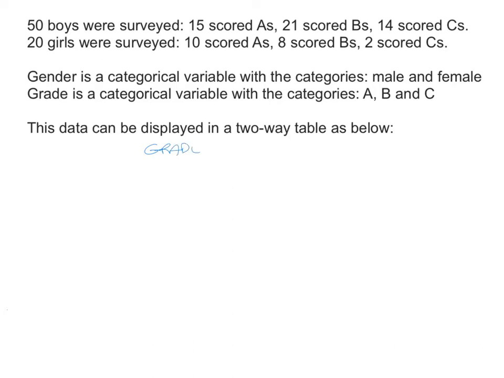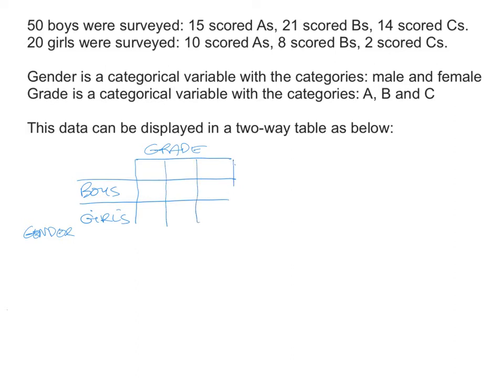So grade and then gender. So what do we have? Boys, girls, and so start forming this table. Here we go. A, B, C. Probably should have put that gender title there.